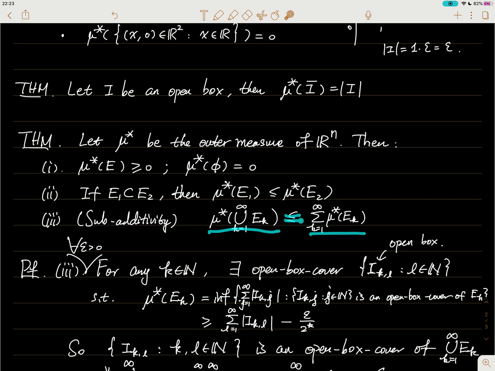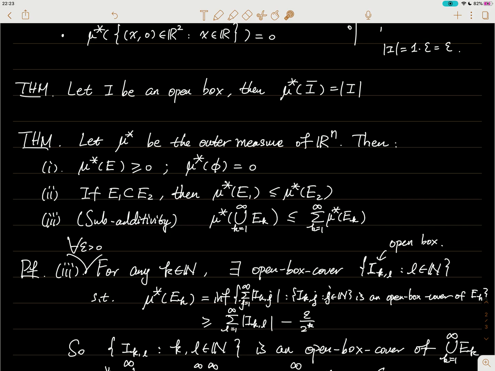We do not have equality in general, which we hope for, but unfortunately we do not have this property for outer measures, and we're going to consider an additional condition to make this equality hold. But for now we only have this sub-additivity. So these are the remarks I want to make.